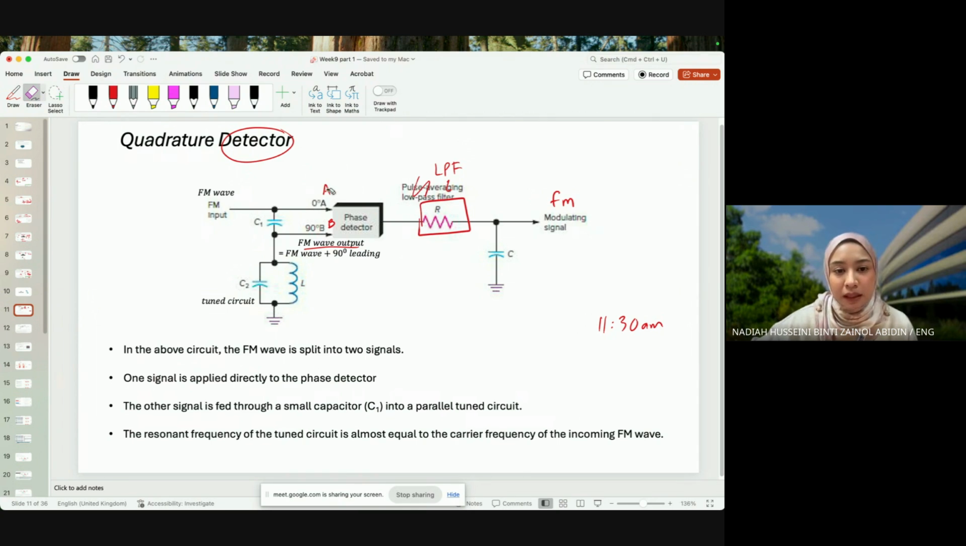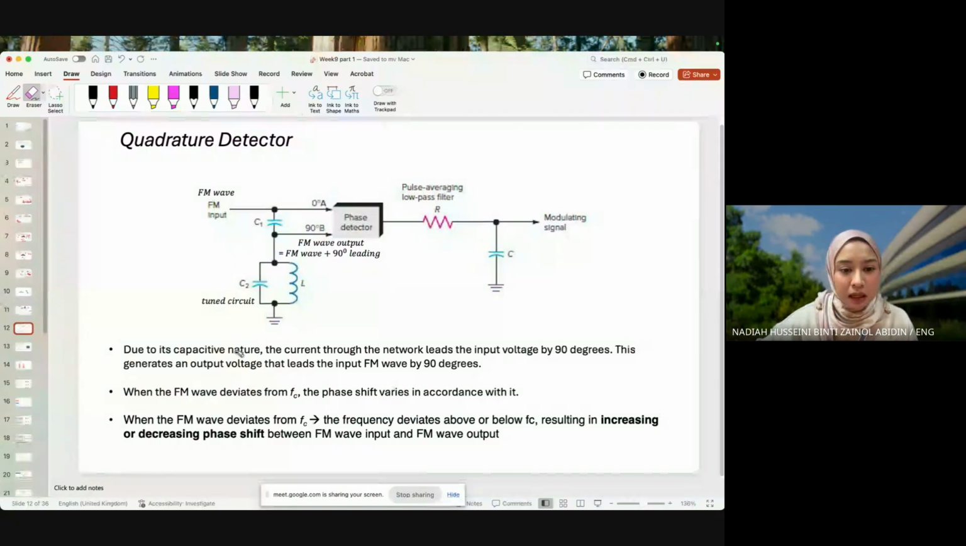After it has produced these two signals, one is applied directly. The other is fed through a small capacitor into a parallel tune circuit. The resonant frequency of the tune circuit is almost equal to the carrier of the incoming FM wave. Due to its capacitive nature, the current through the network leads the input voltage by 90 degrees. This produces an output voltage that leads the FM wave by 90 degrees. Exactly what I mentioned to you. It's the same guy, except that it's starting earlier.